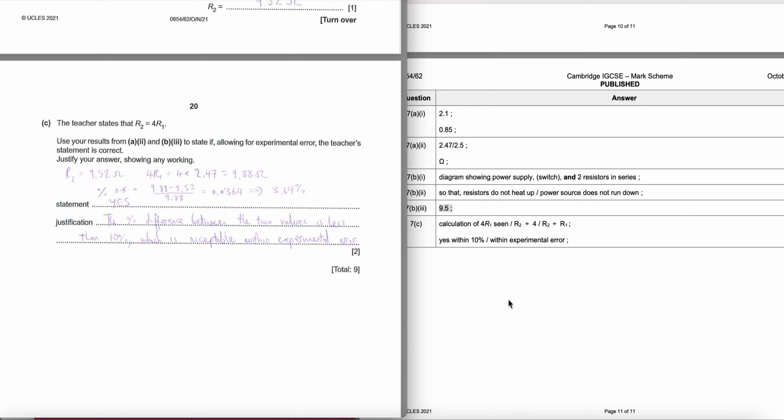Well, if we calculate the percentage difference, in other words, we take the numbers away and divide by the bigger one, we'll get an idea of that. In this case, we have 9.88 take away 9.52, all divided by the 9.88, and we get a difference of 3.64%. Now, in the great scheme of things, that is not a very big number. In other words, it is within experimental error. And the question here is, what is experimental error? Experimental error is about 10%.